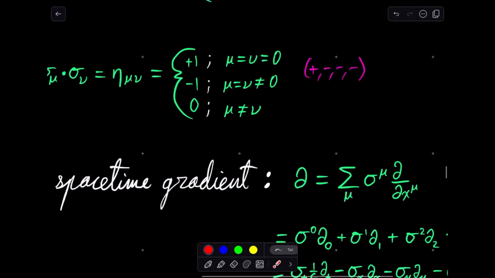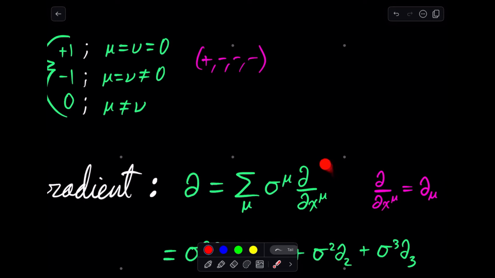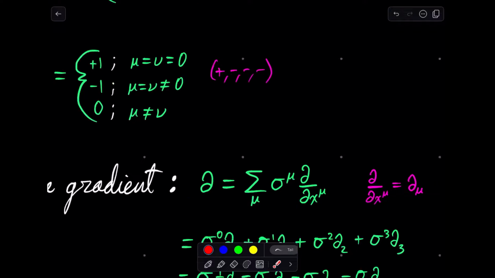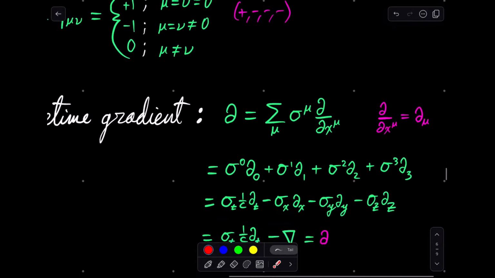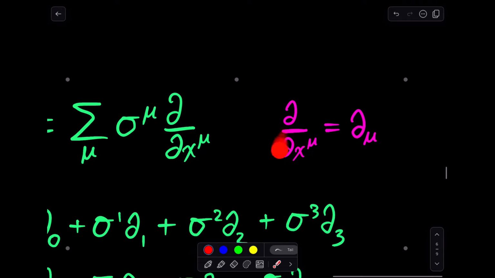And the space-time gradient is defined the exact same way that the classical physics gradient is. So notice you have the sigma, and then you have the index, and then you have the partial. And that was what was up here. You have the sum of sigma, index, and then partial. And from here on out, I'm just simplifying it down to that.